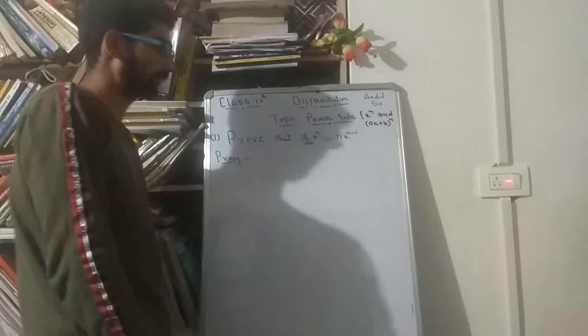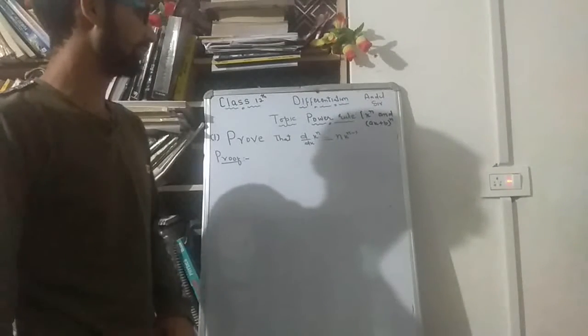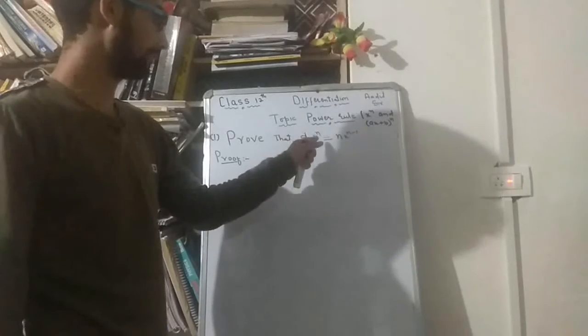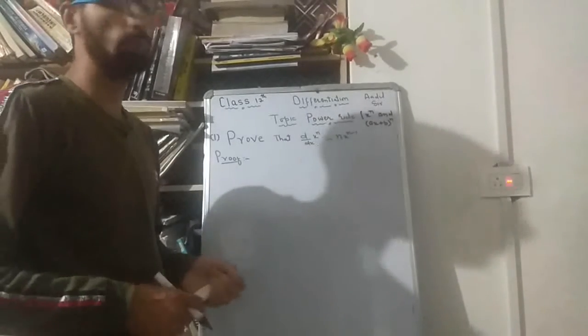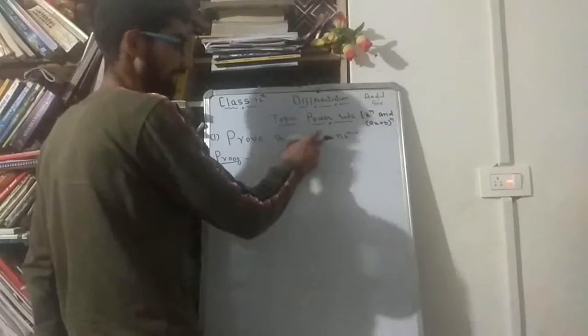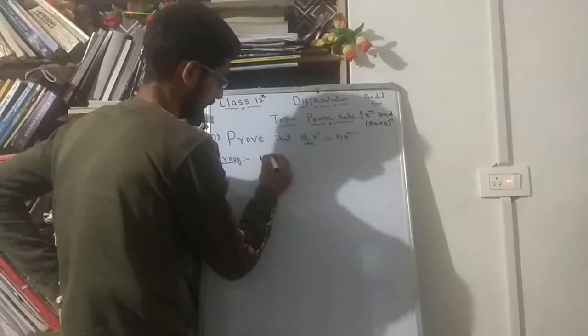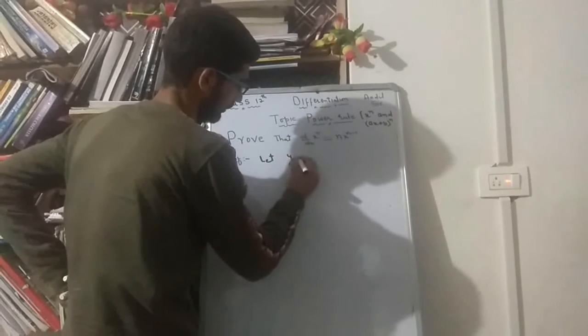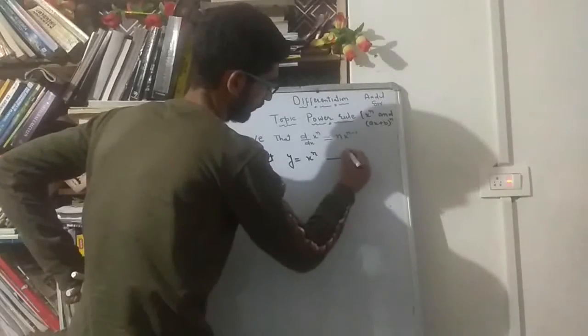The first step in the ab initio method is that we take the function whose derivative we have to find equal to y. So we will take x^n equal to y. So let y equal x^n. This is our first equation.